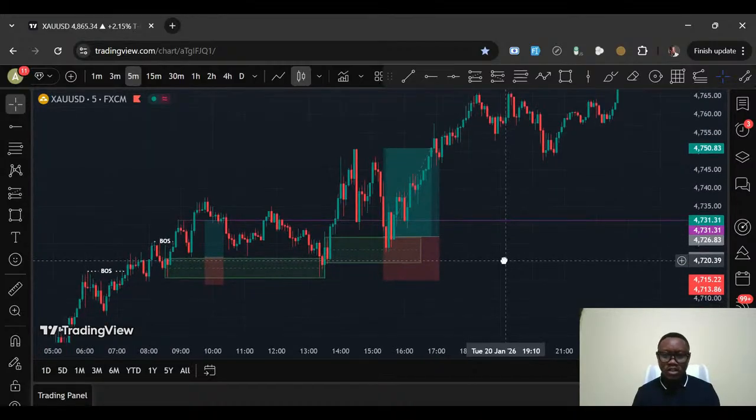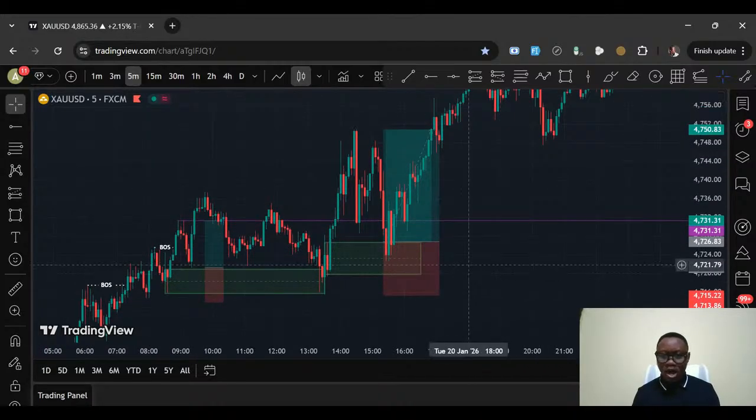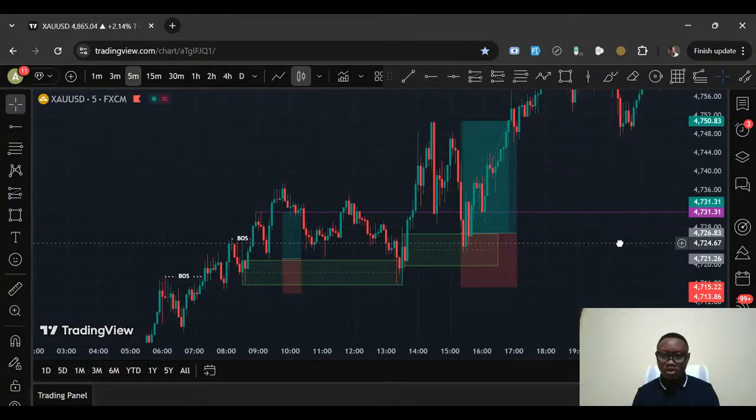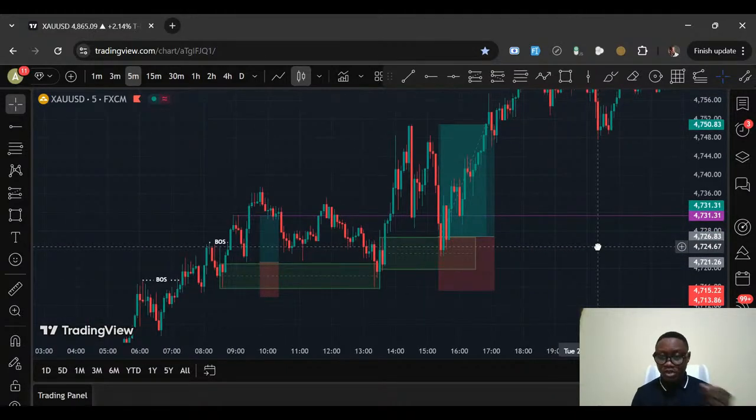So let's analyze this trade and why we took it. Look at it. It's quite straightforward and it follows the same order block principles that I have been teaching us.